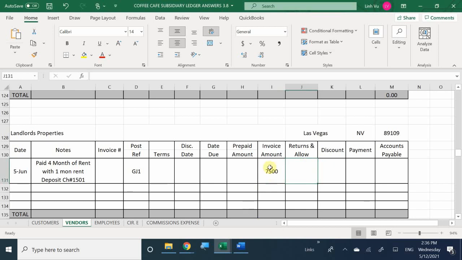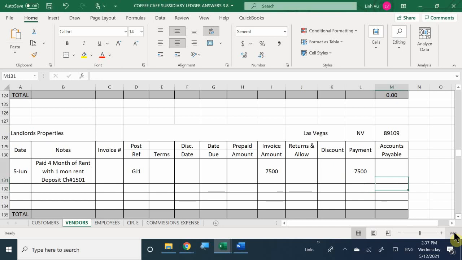Okay. So once again, this was at time of purchase, so we received an invoice/receipt. Of course, returns and allowances. This only applies if you choose to return an item. In this case, we made a purchase, no returns necessary. Again, no discount because we're not given any terms, nor do rent landlords give you discounts. Okay. Payment, yes. We did indeed make a payment, right? We made a payment with the check number 1501 for the $7,500.